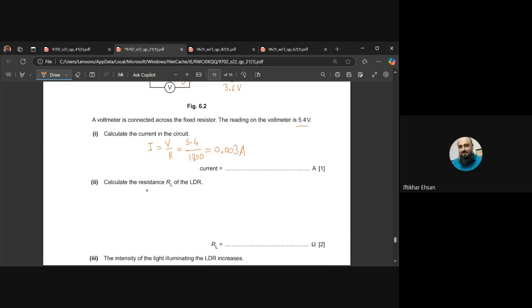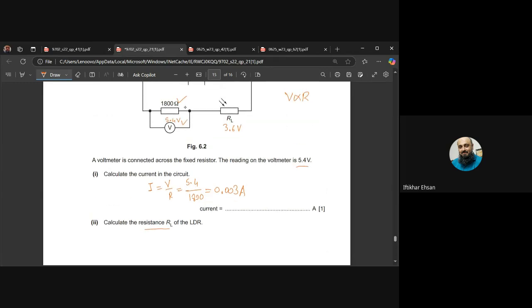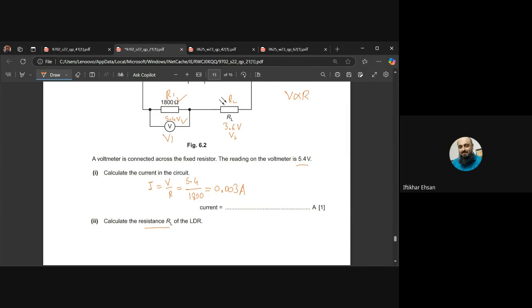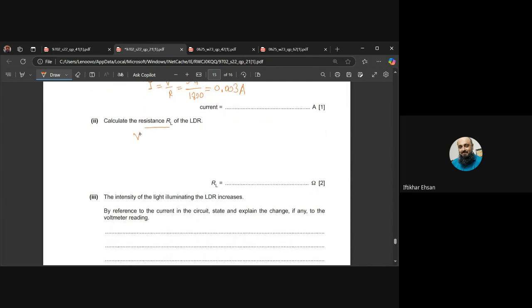Okay. Calculate the resistance of LDR. There are more than two ways. In series, if this is R1, its voltage is V1, R2, V2. So beta, we have the formula, current is same. So V1 over R1 will be same as V2 over R2. Now substituting the values, voltage of 1800 ohm is 5.4 and the voltage of the other is 3.6, and now you can find R2, that will be RL, the LDR. Right, beta ji?